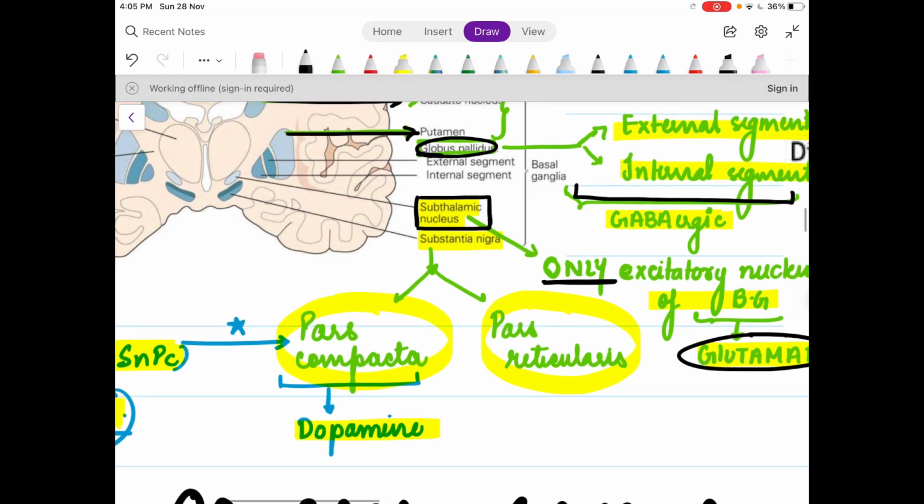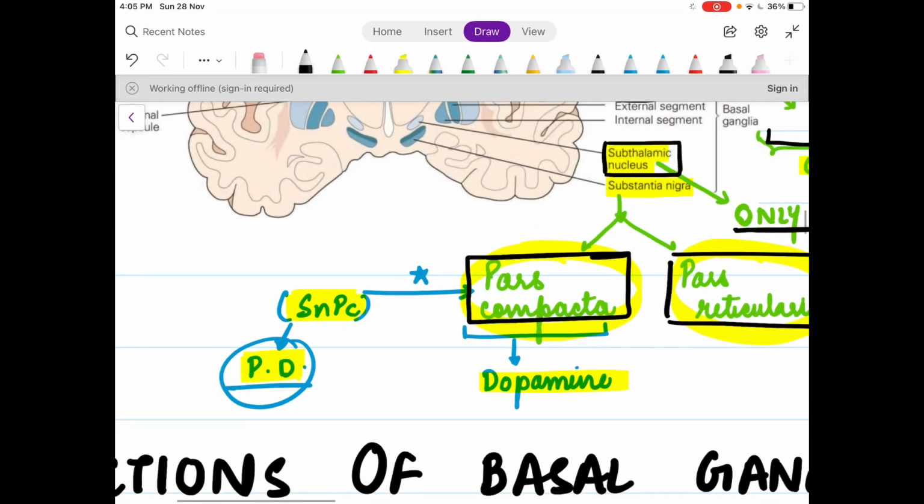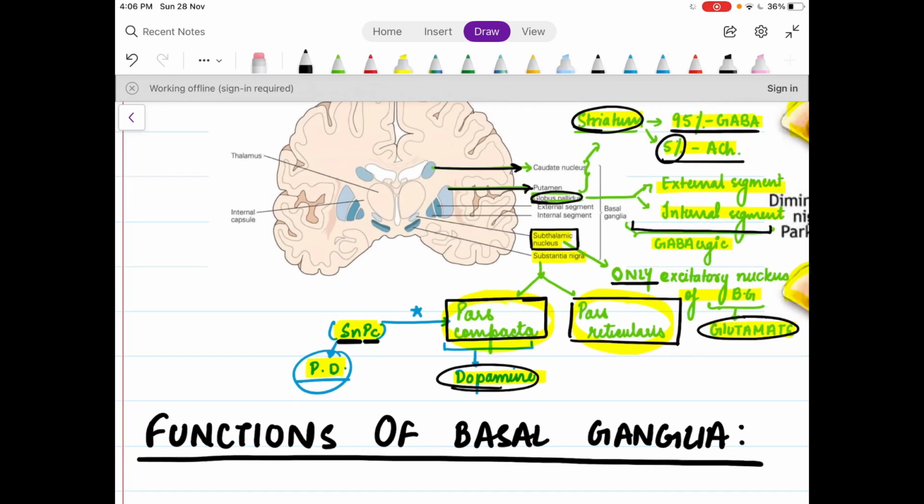Now we'll talk about the substantia nigra. The substantia nigra has two parts. One part is known as the pars compacta and the other part is referred to as the pars reticulata. From the clinical point of view, the pars compacta is very important because it releases dopamine. The substantia nigra pars compacta is the ultimate site of pathology in Parkinson disease, and it secretes dopamine. A problem in the pathology of the pars compacta leads to depleted levels of dopamine.